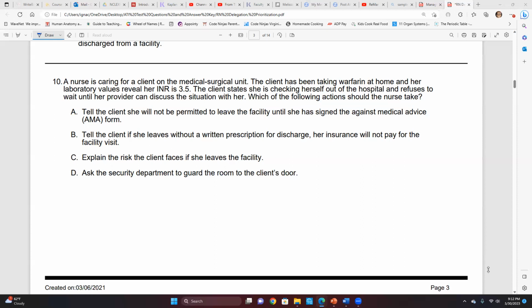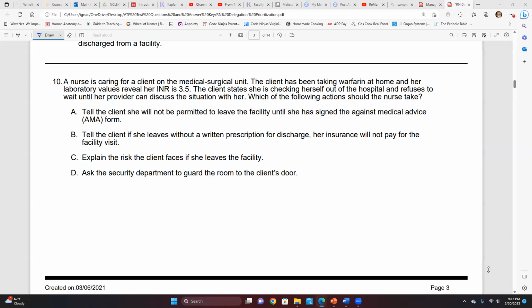The risks she faces if she leaves the facility. This is to discuss the situation with her. Tell the client she will not be permitted. Don't have to withhold. That's a case rule. She already has the information in there. Insurance should definitely pay. I'll just pick that one because you have to let her know about her health first.